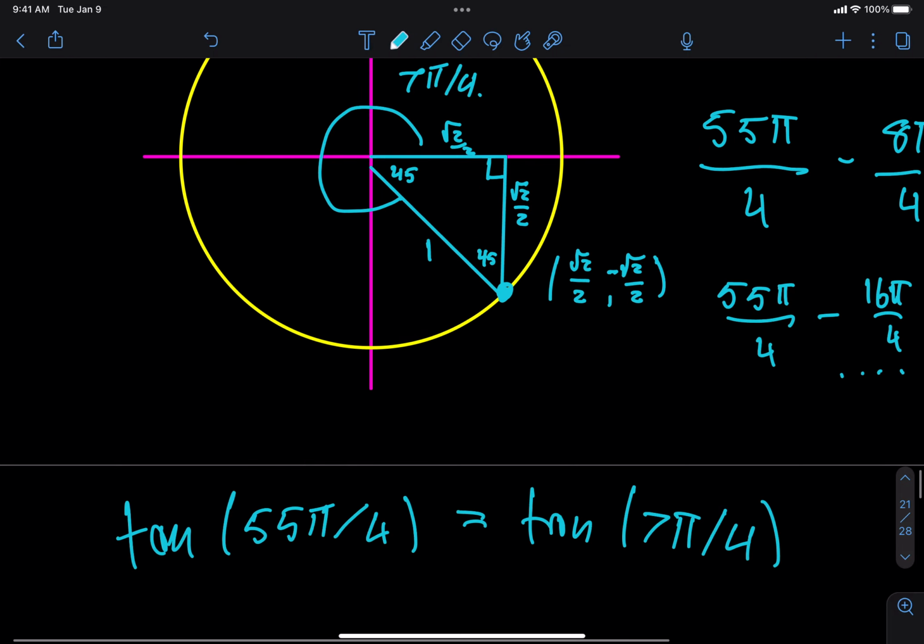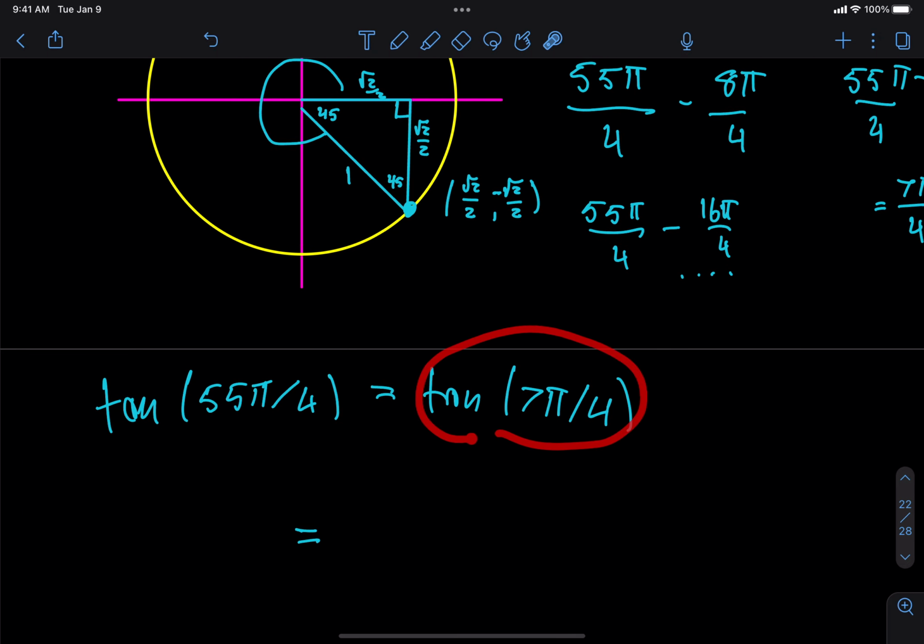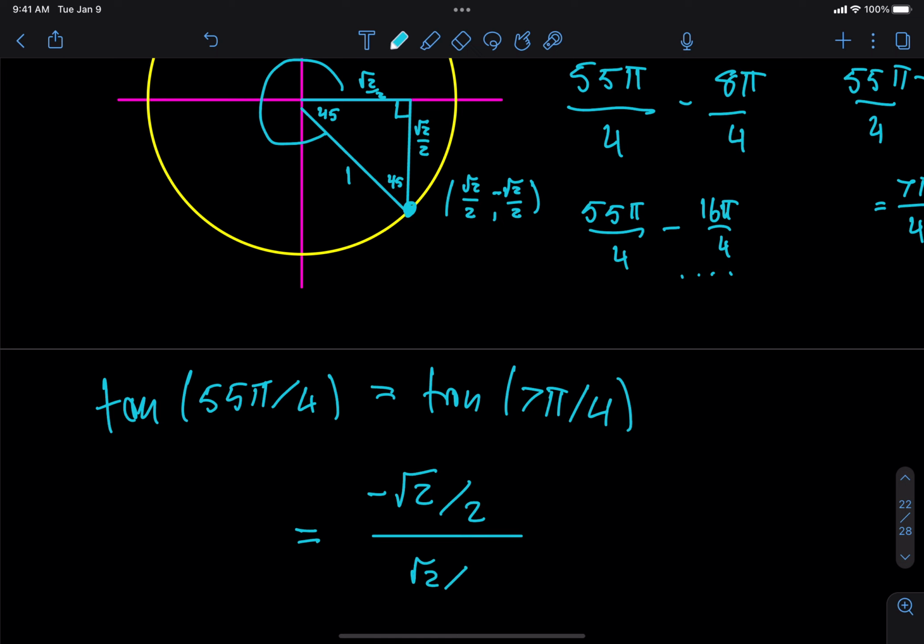So, and what do I do now that I have that point? I'm supposed to do tangent. What is the tangent function's job? I give it an angle, and what is tangent supposed to do for me? It should give me back what? The y value of the point on the unit circle, which is pointed at by this angle, divided by the x value of that point. So we take negative square root 2 over 2, and we divide it by square root 2 over 2. And what is the result of that division? Negative 1.